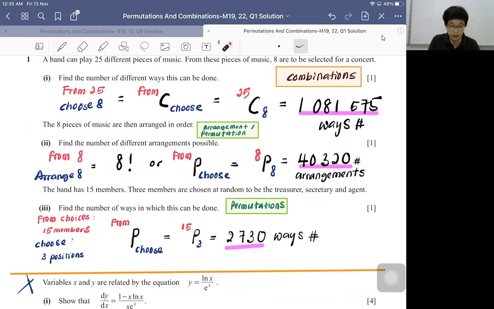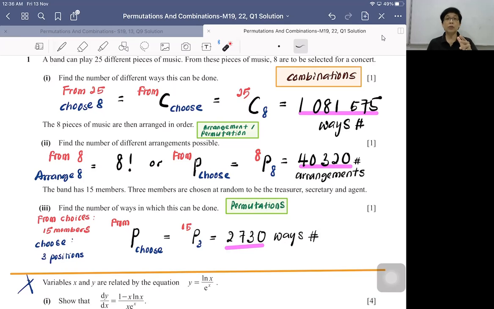Stated here, the 8 pieces of music are then arranged in order. Well, please note, is there any limitation imposed for the choices of these 8 music? Can they display all the 8 music at one time? Or do they have to limit themselves from the 8 and choose only a certain number out of that 8? Yes, you have observed it right. They do not have any limitation.